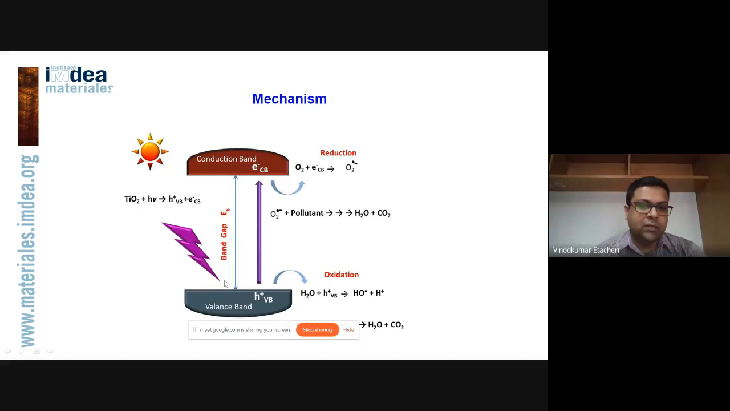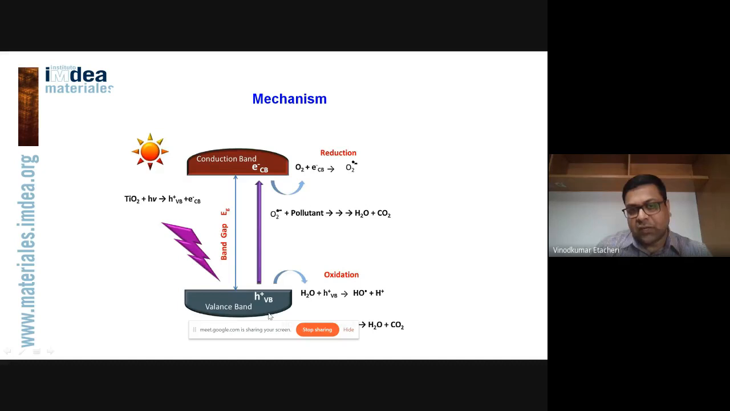Absorb light, it excites an electron from the valence band to the conduction band. So it generates a free electron in the conduction band and a hole in the valence band. So these electron-hole pairs are responsible for this kind of photocatalytic reaction.